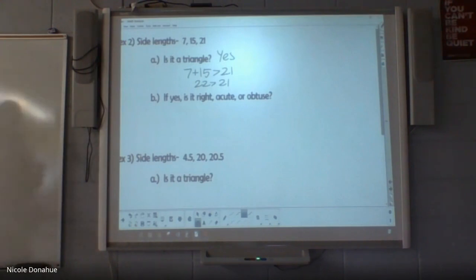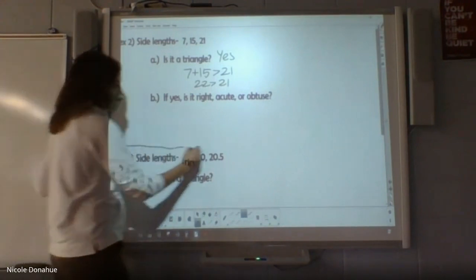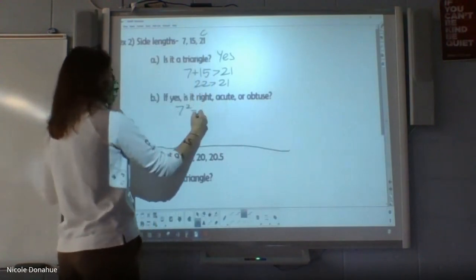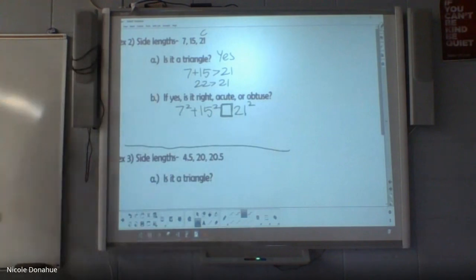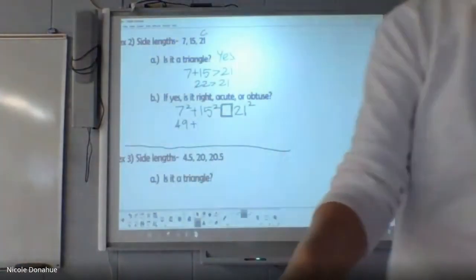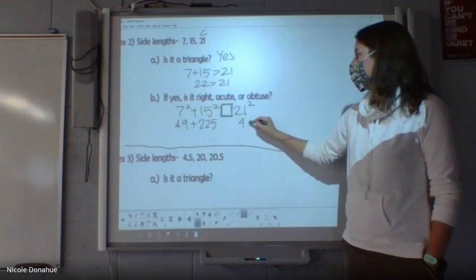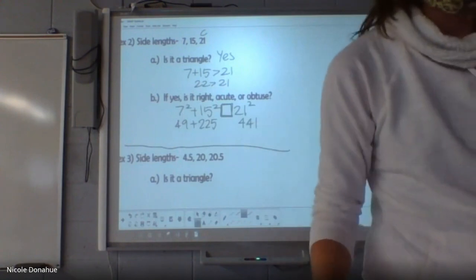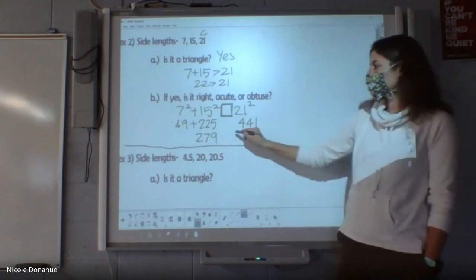So this is where we take it in square. This is where we're trying to figure out what type of triangle it is. So which side has to be C? 21. So there's our C. So we're going to do 7 squared plus 15 squared compared to 21 squared. So I'm going to leave a little box, little space there, because I don't know yet if it's equal, greater than, or less than. So we have our 49. We have our 225. And then 21 squared is 441. Add those together, I have 274 and 441. So clearly 441 is greater.